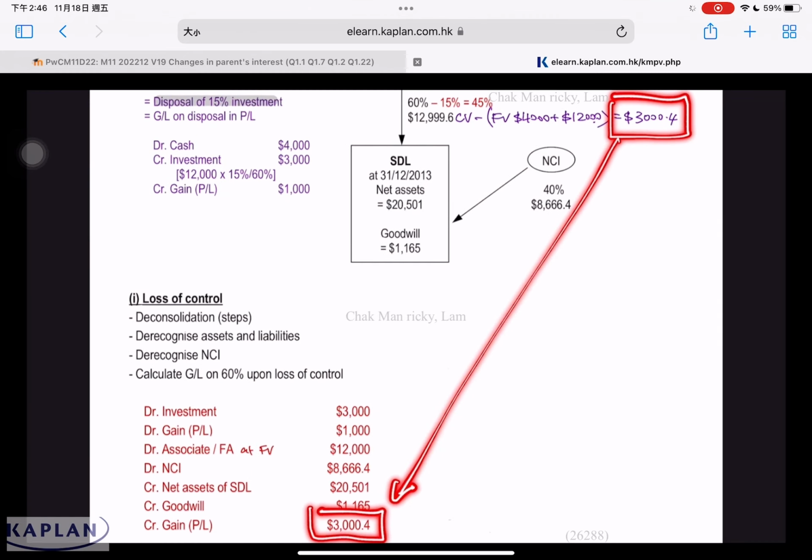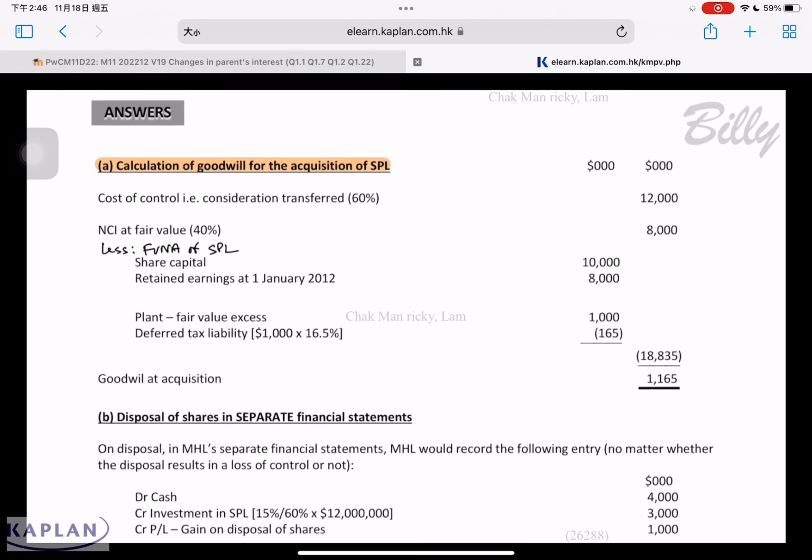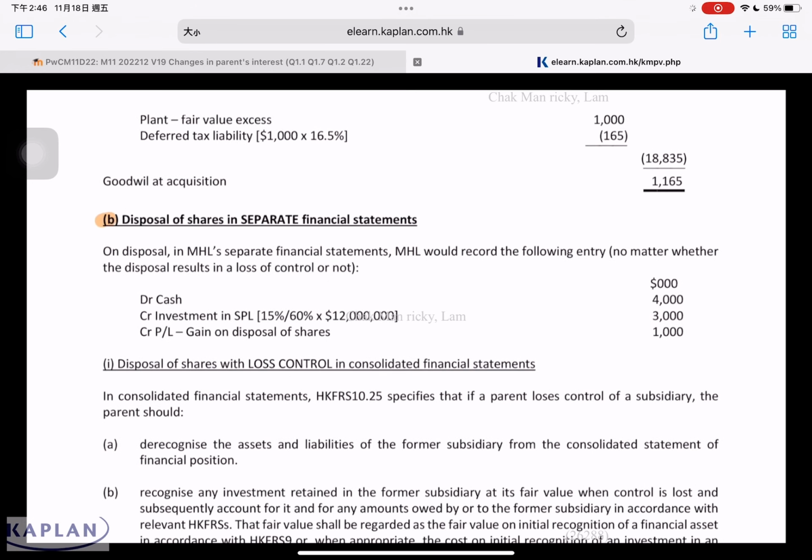Refer to the suggested answer. First, we look at part A. We calculated this is the goodwill. I don't want to go through this again. Please do this yourself. For part B, discuss the effects in the separate financial statements and the group financial statements, assuming two circumstances: loss of control and control is unaffected.